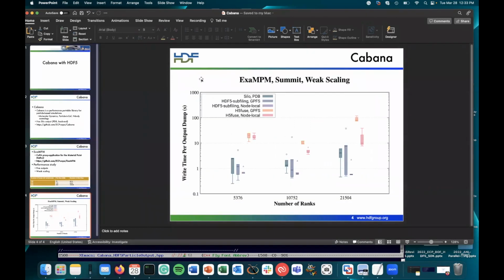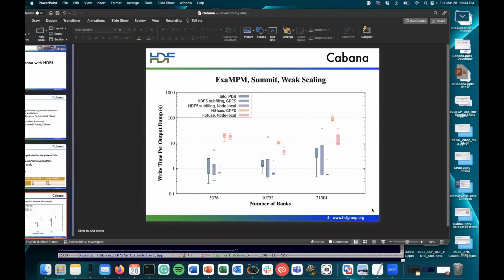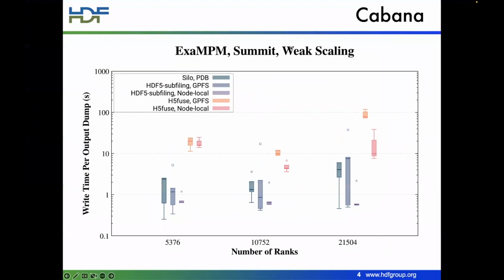So now I've compared, let me make it bigger, Silo DB, that's the Silo output, with the HDF5 writing. This is now with subfiling enabled. I didn't compare it with the others because these are pretty expensive runs at this scale on Summit, so we didn't use up our allocation. So I just compared it using subfiling to the GPFS file system. And then I also compared it to writing to the node-local file system.